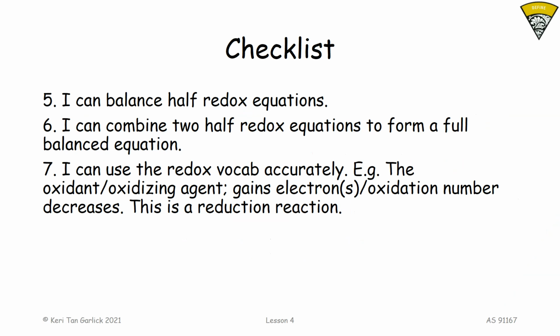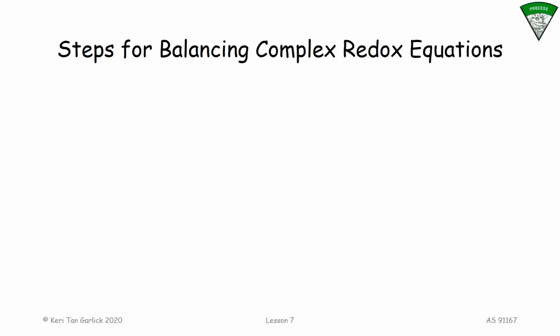On our checklist today, lots of things are coming off because we are practicing various components. The first one is balancing those half equations. We need to be able to do the half equations first. Then we're going to be combining those equations together to form a full equation. Again, you have started to see this already with the electrons and having to match the number of electrons. And then we're also tying in the use of vocabulary. Again, you have seen this before, so it's not going to be anything too new.